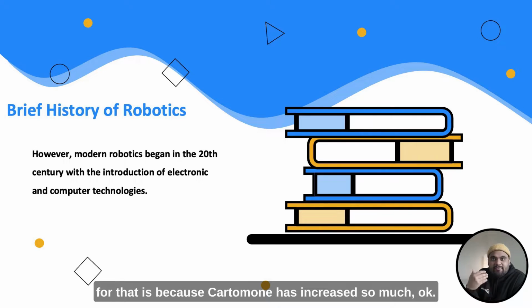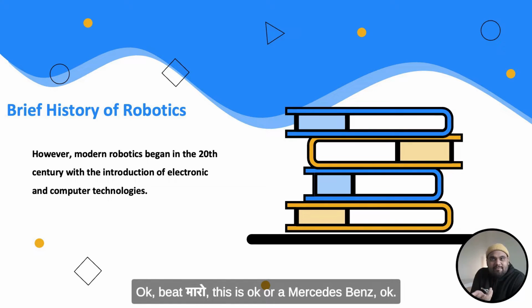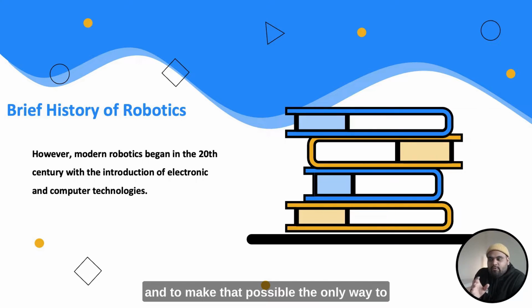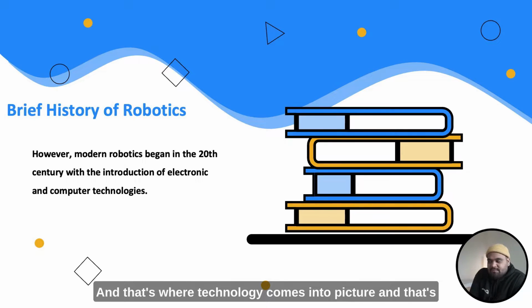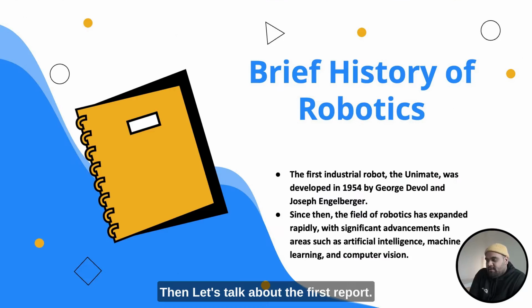The reason for that is because car demand has increased so much. Everyone wants to buy a new car, be it a Maruti Suzuki or a Mercedes Benz. Every car manufacturing company needs to make sure that their supply meets the demand. And to make that possible, the only way is to not use humans. That's where technology comes into the picture, that's where robots come into the picture, and that's why robotics plays such an important role.